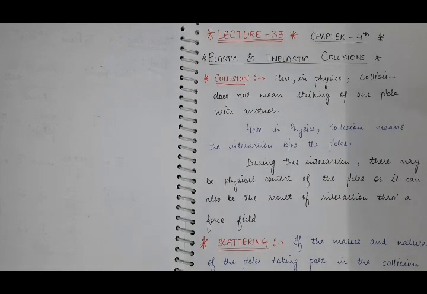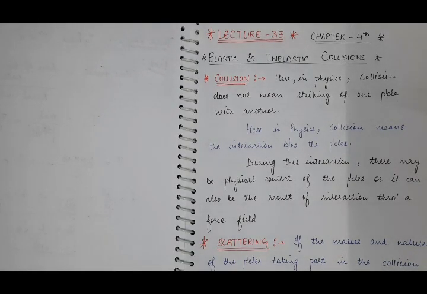So first, what do you interpret from the word collision? In our daily life, collision means when one object or one particle strikes another particle. It means there is always physical contact between the particles during collision in normal life.